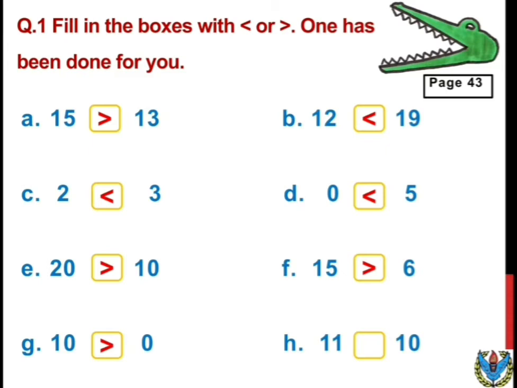Now look at part H. Again we have two numbers, 11 and 10. यहाँ 10 और 11 दोनों 10s के कॉलम से बिलोंग करते हैं. हम काउंटिंग स्टार्ट करेंगे 10 से. 10, 11. तो यहाँ पर हमें पता चलता है कि 11 बड़ा नंबर है एज कंपेयर टू 10. So we will write it as 11 is greater than 10.